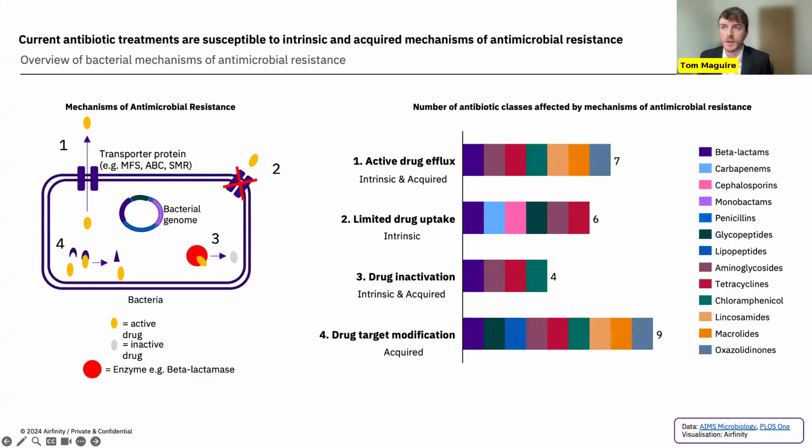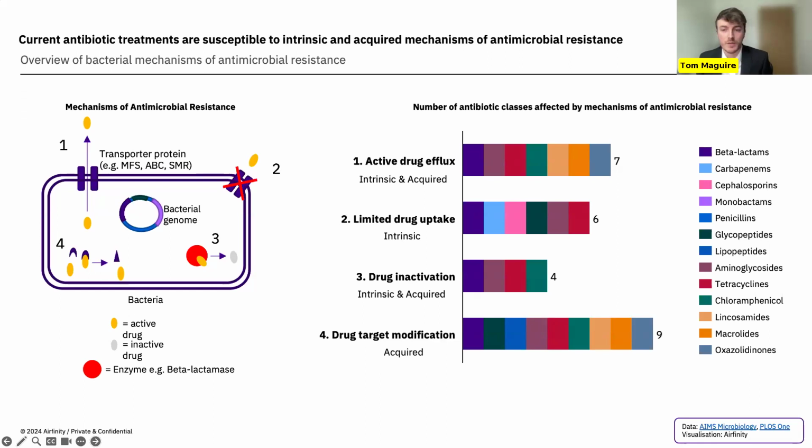So just to give a brief overview of the actual mechanisms involved in antimicrobial resistance. Treatments are susceptible to either intrinsic or acquired mechanisms of resistance. Intrinsic being where bacterial species are naturally resistant to certain antibiotics, for example, Klebsiella being naturally resistant to ampicillin, E. coli being naturally resistant to macrolide antibiotics. But when it comes to antibiotic consumption, acquired resistance, where bacteria develop resistance over time due to exposure, is key, with most current classes of antibiotics affected by some form of acquired resistance.